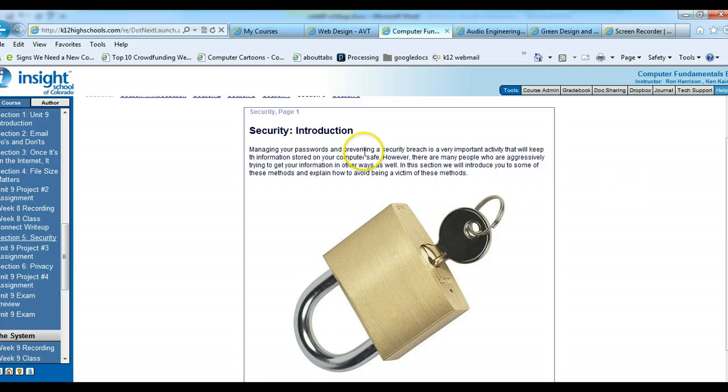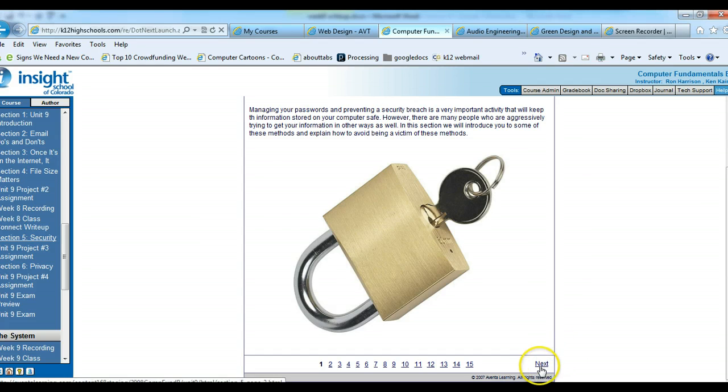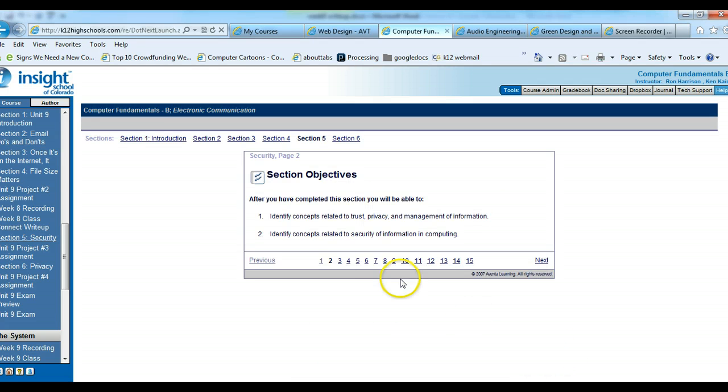So security, managing your passwords and preventing a security breach is important. But there are some people that aggressively try to get your passwords and your information. So in this section, we're going to look at the concepts around trust, privacy, and management of information, and concepts related to security of information.